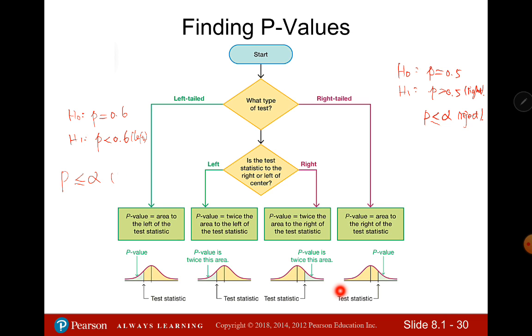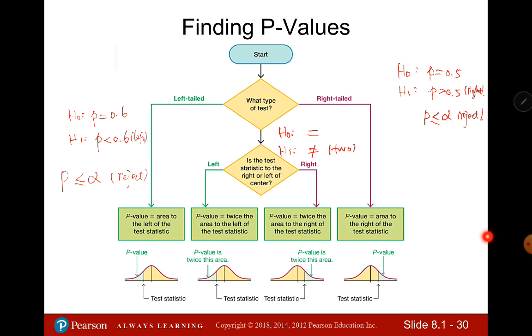If p is very small, then we will reject. Of course, if it's not less than or equal to alpha, we will say we fail to reject. But how about the two-tailed test? What kind of test do we call two-tailed? The equal sign is always in your null. But this time in your alternative, we have not equal to some value. This time we do not know the direction, so we call it a two-tailed test.